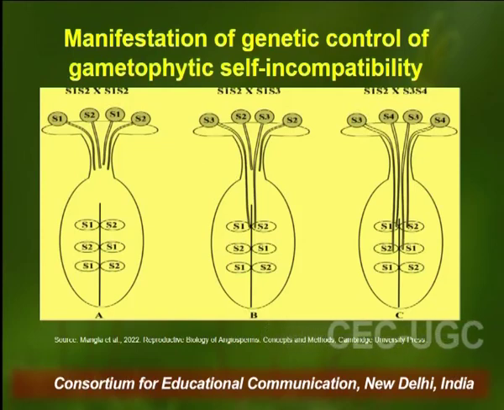In the second one, the pollen grains carry S2 and S3 alleles, whereas the pistil has S1 and S2. So only the pollen which have the S3 allele can germinate. 50% germination happens here. In the third one, the pollen carry S3 and S4 alleles, whereas the pistil has S1 and S2. So none is common and there is 100% compatibility here.